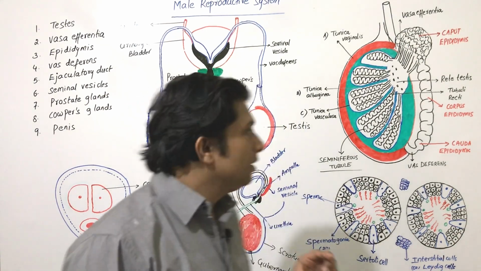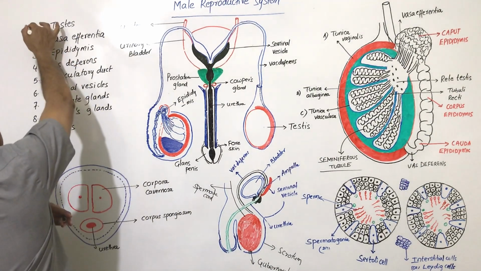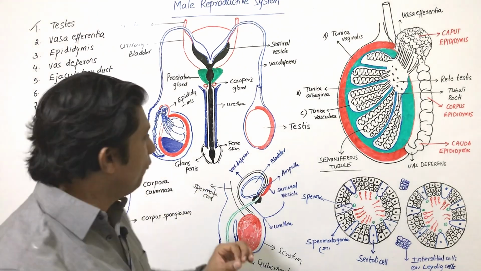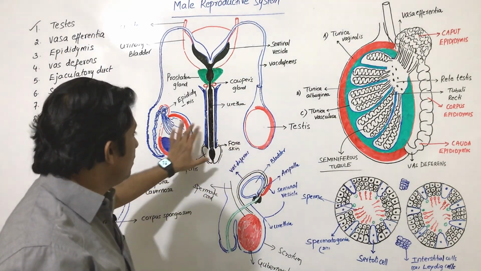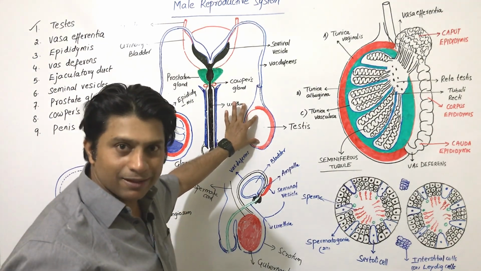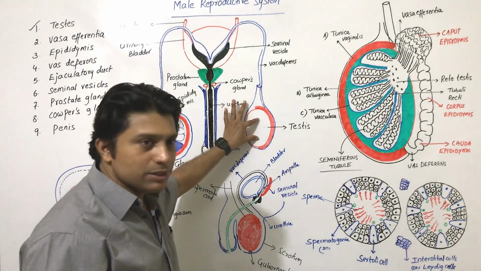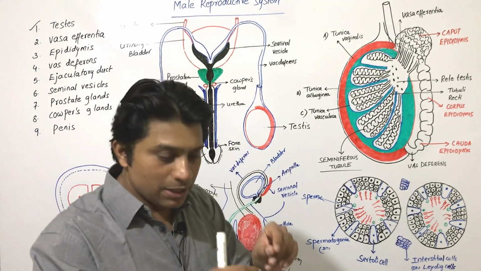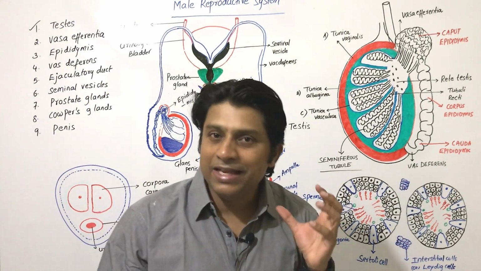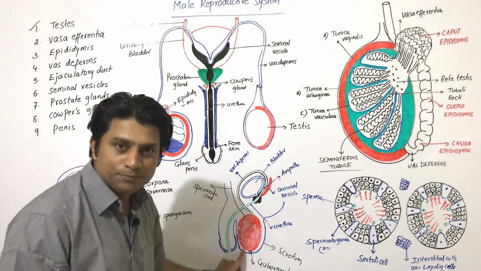So let's start with the male reproductive organs. First, male gonads are called testes. In human males, a pair of testes is present. Testes are 4 to 5 centimeters in length and 2 to 3 centimeters in width. Testes descend out of the abdomen into special hairy sacs called scrotal sacs or scrotum.